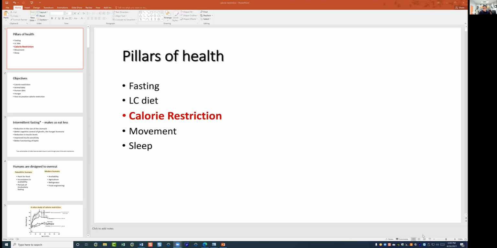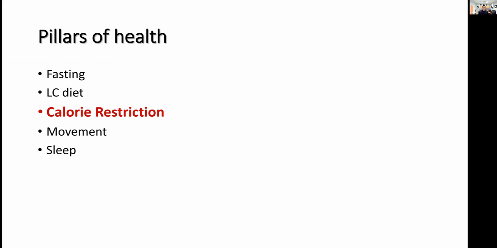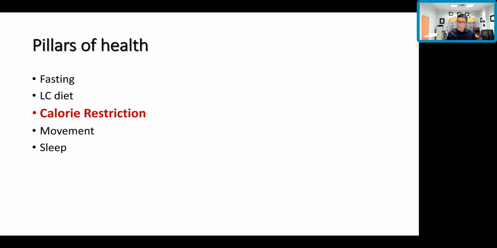Today I wanted to talk about a unique topic that has not actually ever been addressed in any of the conferences or any of the discussions on the low carb forums or the low carb sites. And it relates in many ways to fasting and low carb diets, movement or exercise and sleep. And that is called calorie restriction. So what does calorie restriction actually mean? And what my objectives for today's presentation are.